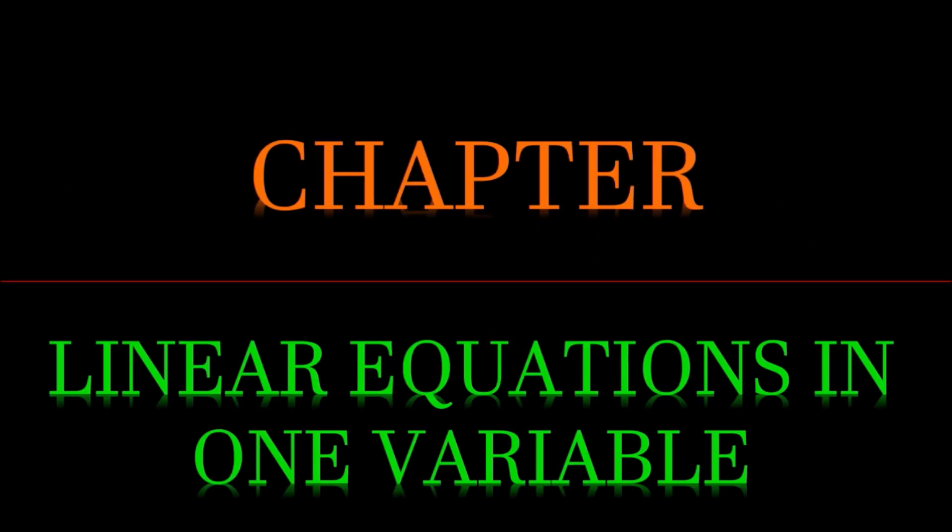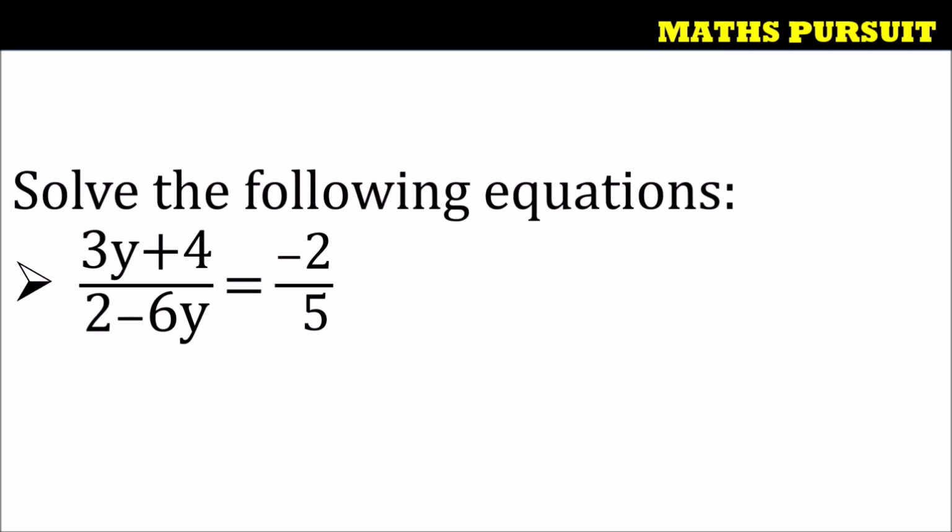Today we will look into the questions from the chapter called Linear Equations in One Variable. The given question is: solve the following equation, and the given equation is (3y + 4) divided by (2 - 6y) is equal to -2 upon 5. So guys, let us see how we can solve this given equation.